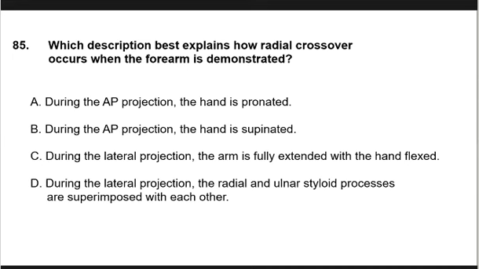Next question, which description best explains how radial crossover occurs when the forearm is demonstrated? So in other words, sa forearm, ano lang ang projections natin sa forearm? We have only two routine projections, di ba? Isang AP projection at isang lateral projection.